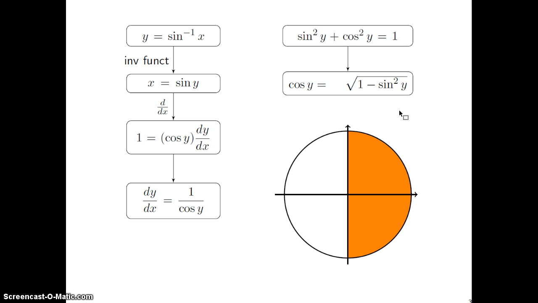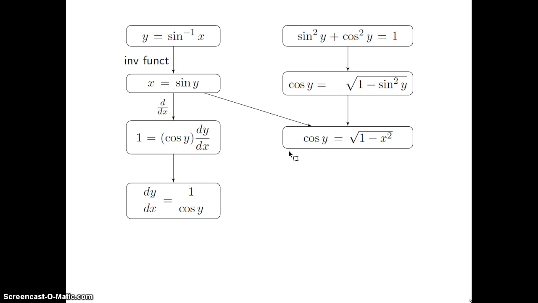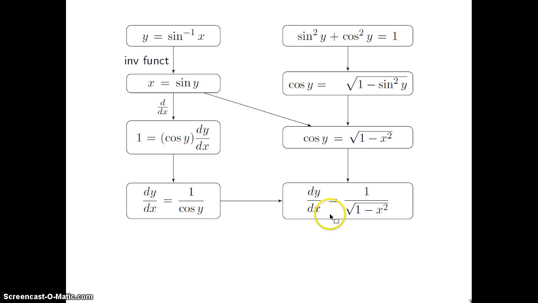All right, now take this equation and rewrite it using the fact that sine of y is equal to x. If you do that, you'll have cosine of y is square root of 1 minus x squared. And now take this new fact, and we're going to use this to rewrite this 1 over cosine y using the fact that cosine y is equal to root 1 minus x squared, and you get the derivative.